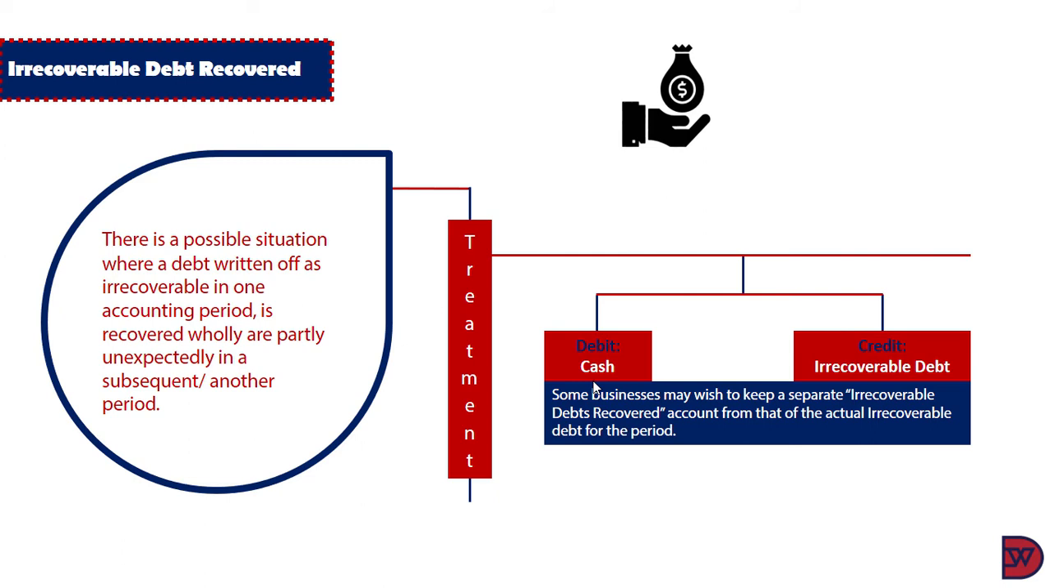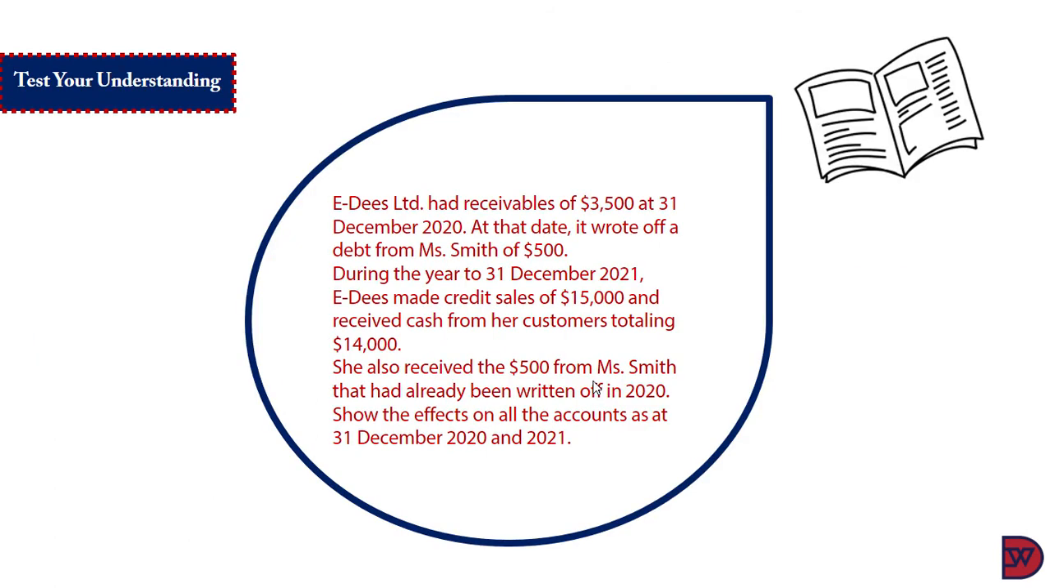So now what do we do? We have to debit the cash account because cash is coming to the business. Then we go and credit the irrecoverable debt account. Some businesses might also wish to keep a separate irrecoverable debt recovered account so that it doesn't get boxed up with the irrecoverable debt for a period. By so doing, the actual debt written off for a period will be known separately from those recovered from that of the past period. Let's test our understanding again.